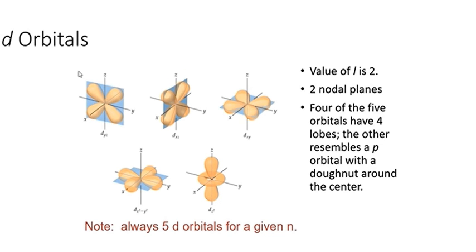Then for D, you have different types. Likewise, you need 4 different ones, and again this is the 5th. The value of L is 2, so 2 nodal planes, because 2 means -2, -1, 0, +1 and +2. So 5 different arrangements. That is why this becomes 5. So 4 of the 5 orbitals have 4 lobes. The other resembles a p orbital with a donut around the center, like this one. That is how they define these orbital shapes. So the only thing you have to identify is that this is the shape of the orbital if it denotes a d orbital.